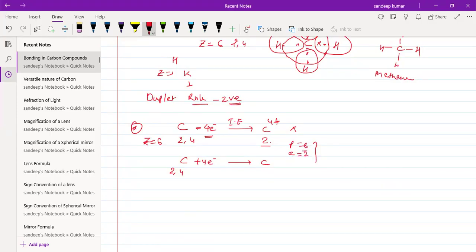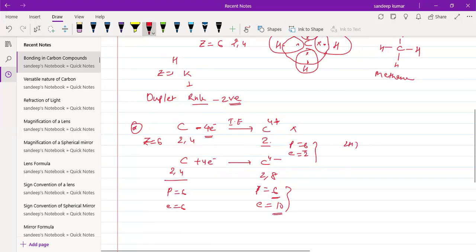Now, when it gains 4 electrons, it becomes 2, 8. The proton number does not change, children. Protons will be 6 only. In the neutral atom, protons are 6 and electrons are also 6. But when it gains 4 electrons, protons are 6 only, but electrons are 2, 8, that is 10. Here it is difficult for 6 protons to hold 10 electrons. That is the reason it cannot form C4 minus also. These questions may be asked for 2 marks. I hope you understood this concept, children.